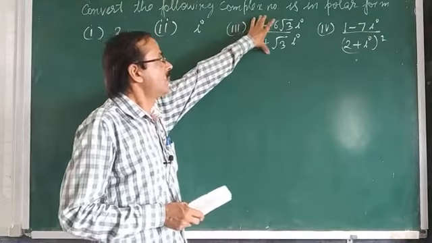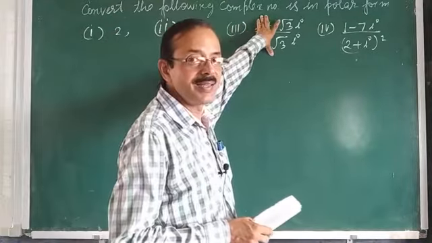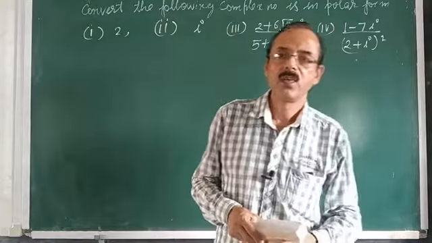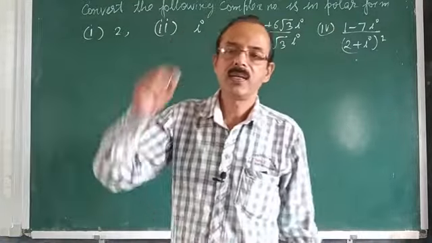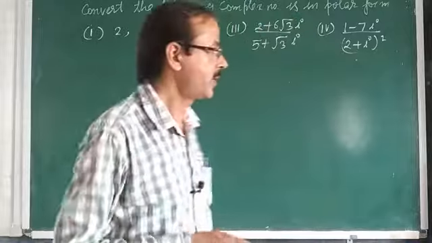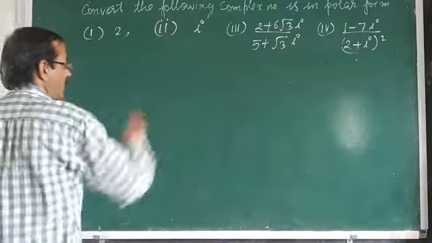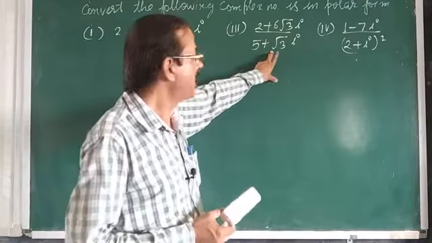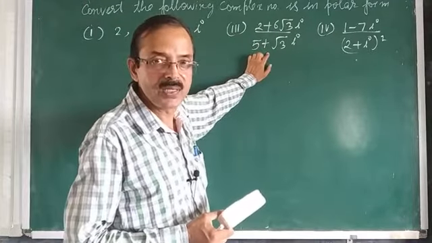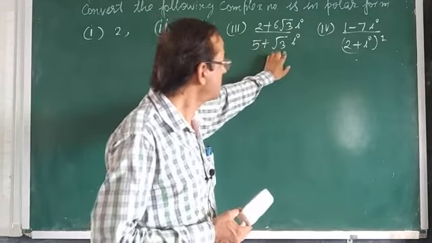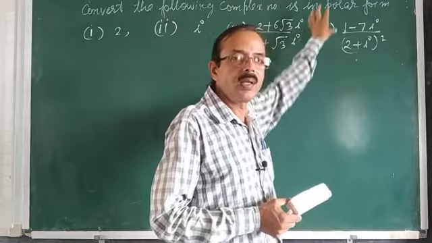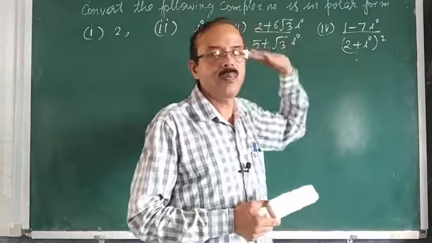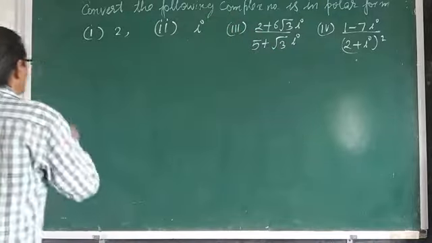First we had to write this in the standard form. What is standard form? Write in a plus iota b form. To write this, what do we have to do? We have to multiply by its conjugate, that is 5 minus root 3 iota, in numerator and in denominator. So let's see the third part.